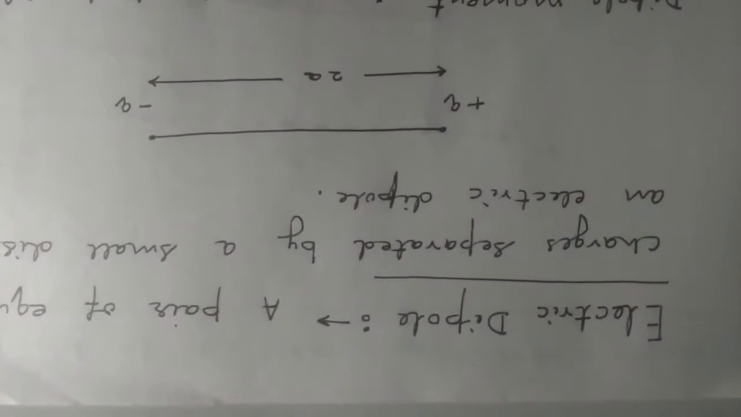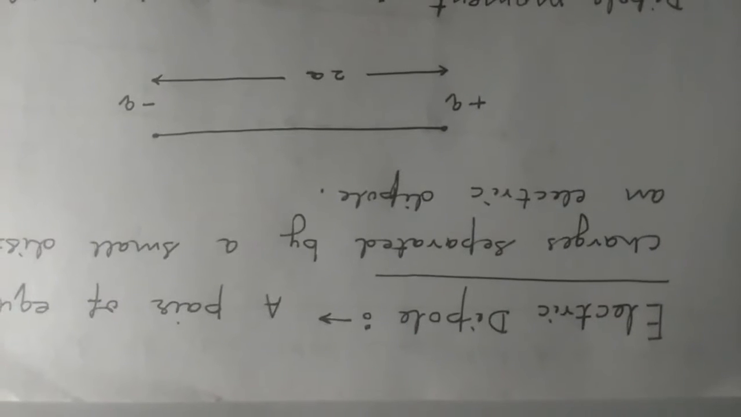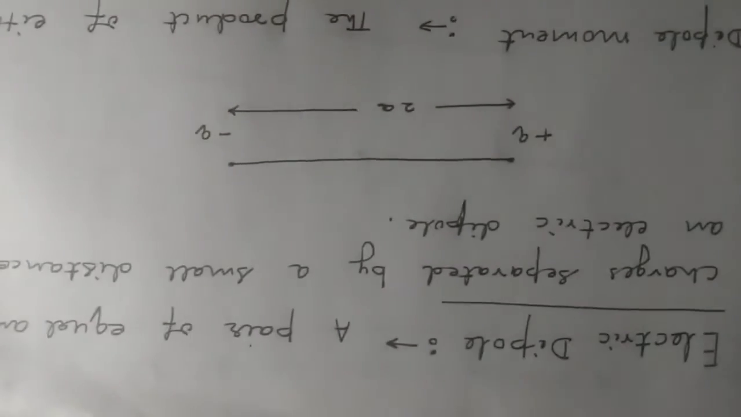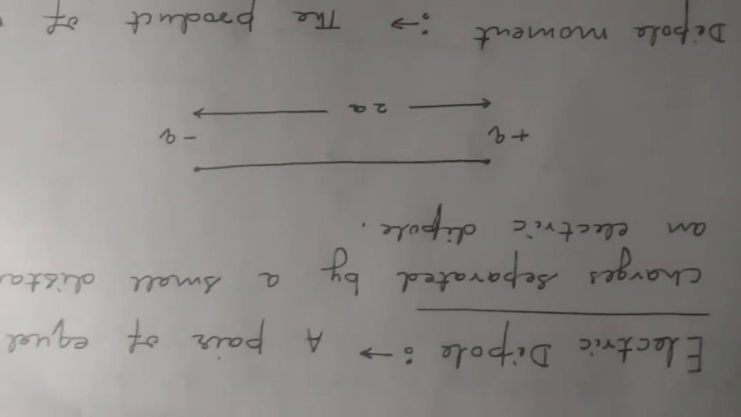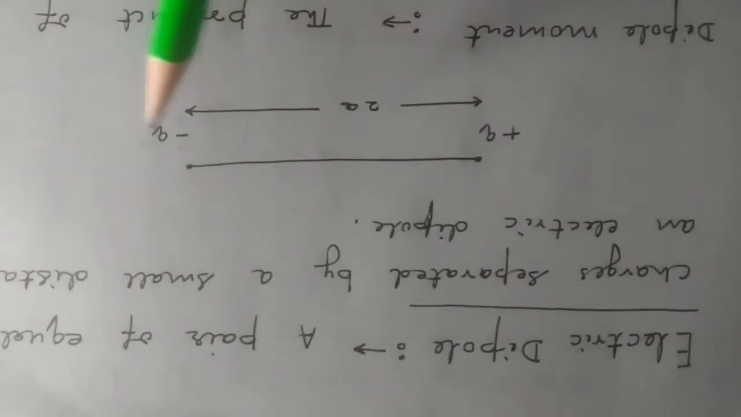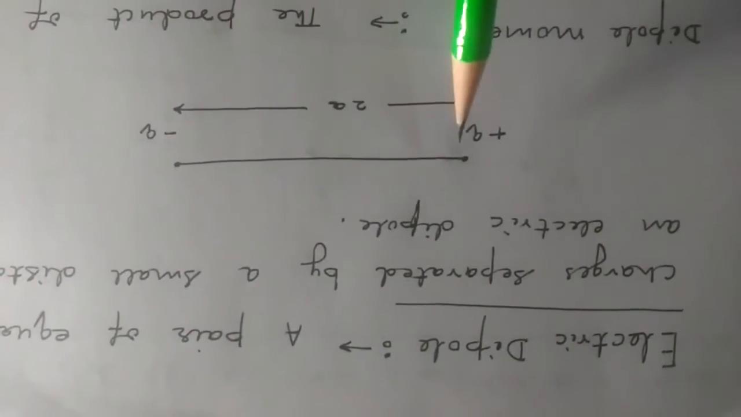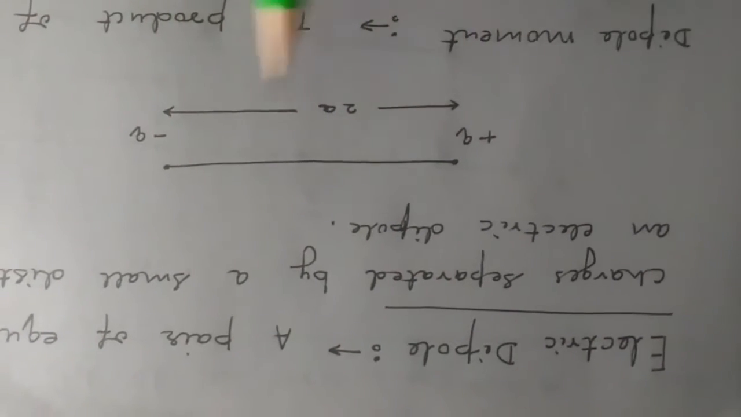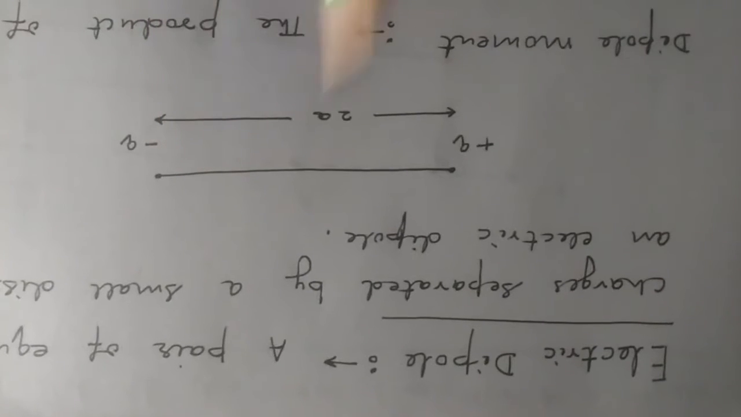Students, now we come to electric dipole. What is electric dipole? A pair of equal and opposite charges separated by a small distance is called electric dipole. Just see this figure. There are two charges, positive charge and negative charge, and they are separated by a small distance 2a. So this is known as electric dipole.